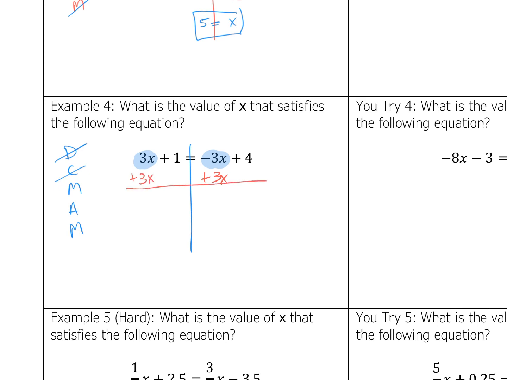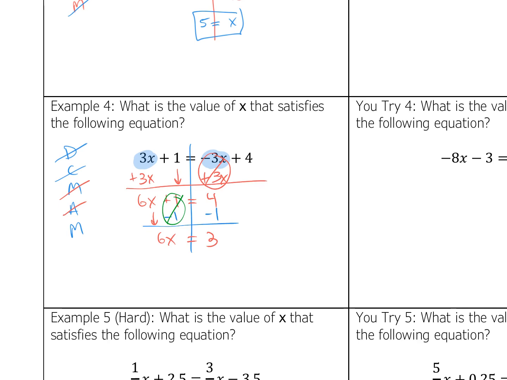So when I add 3x to both sides, 3x plus 3x is 6x. Bring down the plus 1. These form a 0. I'm left with that 4. Next step. Can I add or subtract? Well, I have 6x plus 1 equals 4. The inverse of adding 1 will be to subtract 1. So I'll subtract 1 from both sides. These form a 0. So I'm left with 6x. 4 minus 1 is 3.